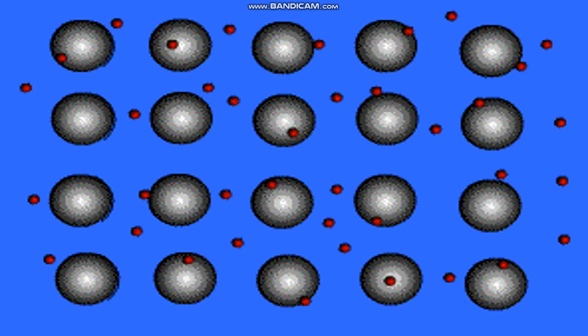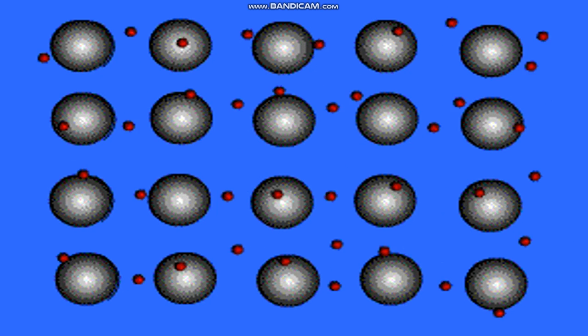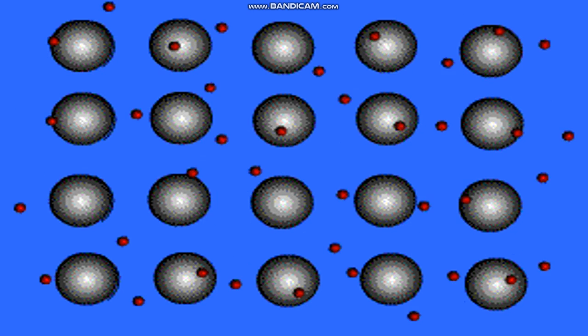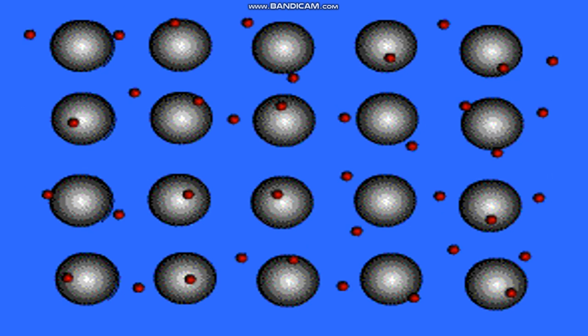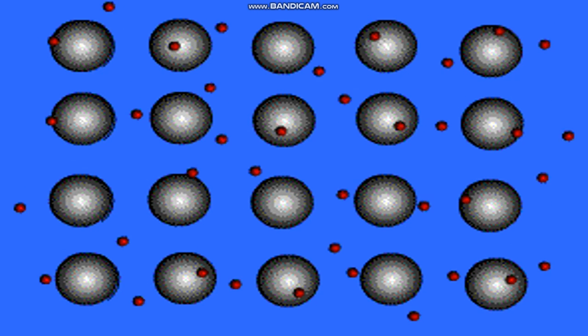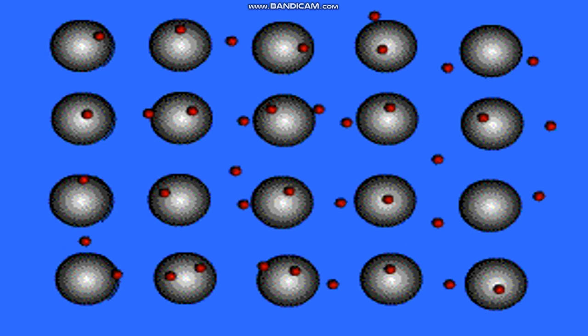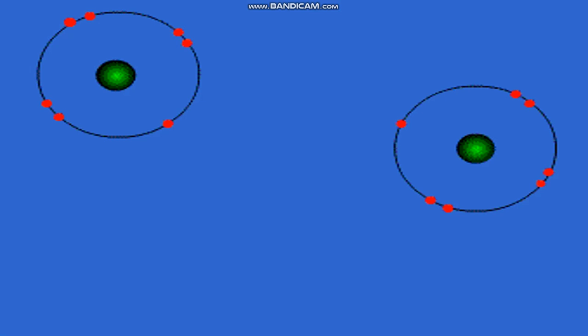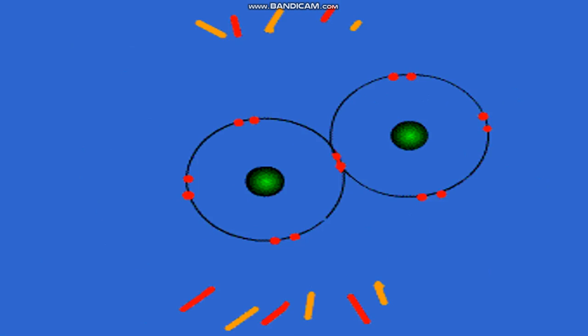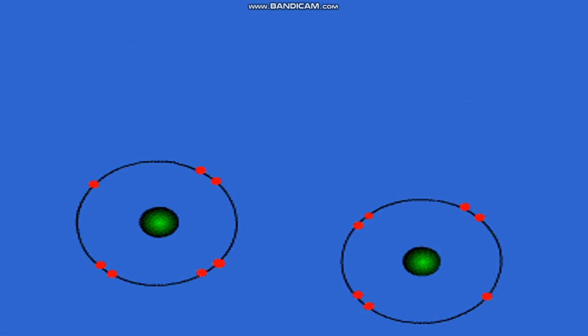You can see the movement of red particles across the gray particles, which are the nuclei. The red color indicates the free electrons. They are always in a state of motion, floating here and there. So here two atoms come and the free electrons attach with each other and form a metallic bond.